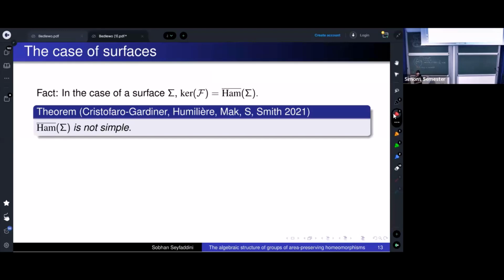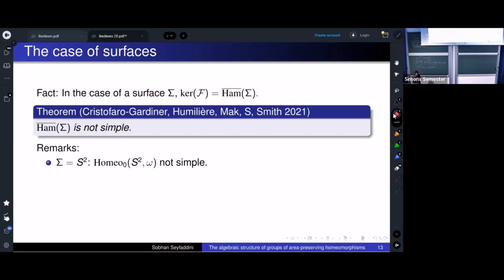is that in fact the same thing that happens in the case of the disk is also true for all surfaces. Hamiltonian homeomorphisms are never simple. And this we proved a little later than the initial theorem, and this is joint with Cristofaro-Gardiner, Humilière, Mak and Smith. Actually, when I give the proof, we'll just go back to focusing on the case of the disk, but I wanted to give you the more general statement.